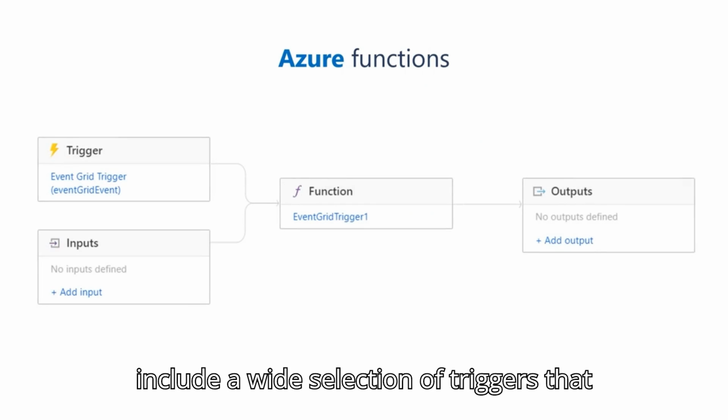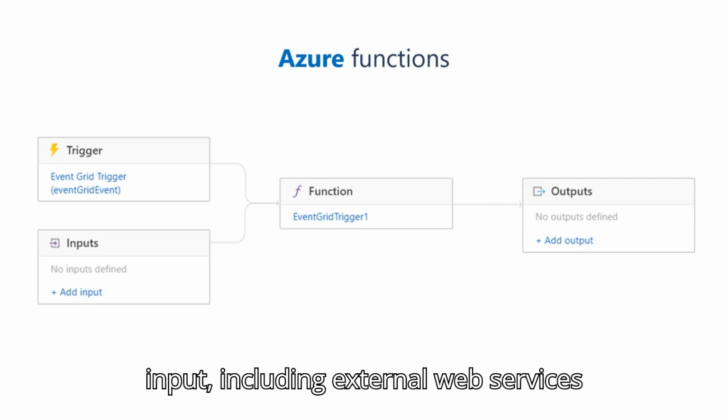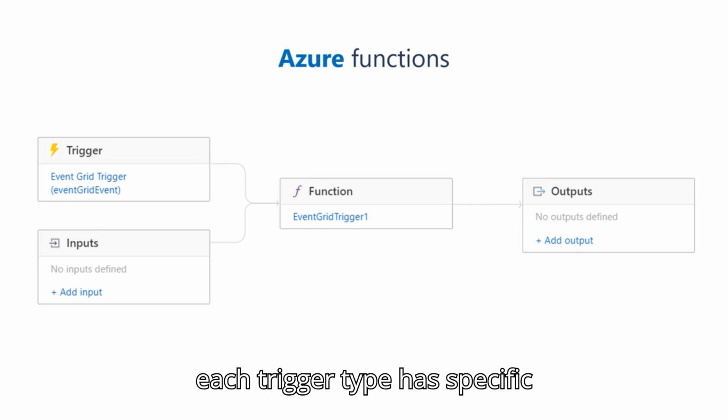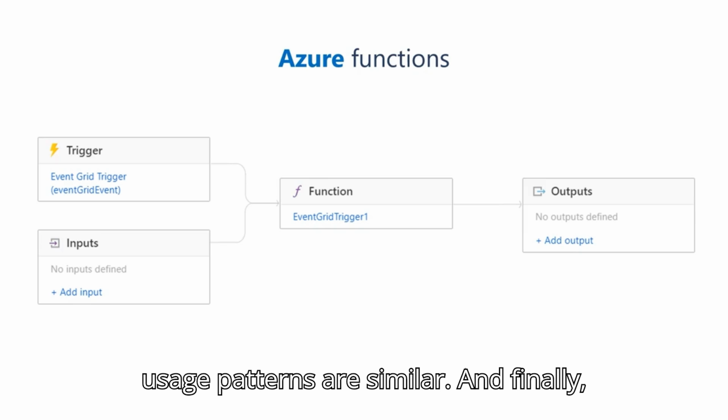Azure Functions include a wide selection of triggers that can be used to respond to other types of input, including external web services and internal Azure services. Although each trigger type has specific requirements, the implementation and usage patterns are similar.